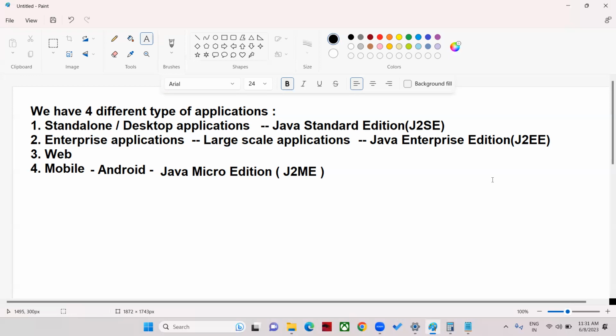So Java is well defined and it has confined boundaries. So it has confined boundaries.